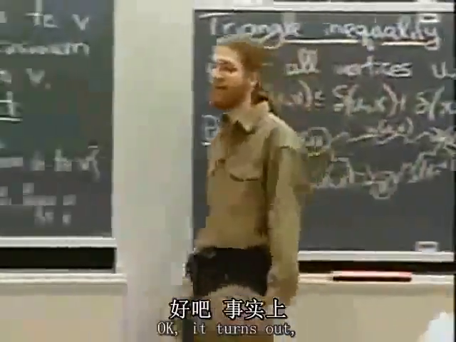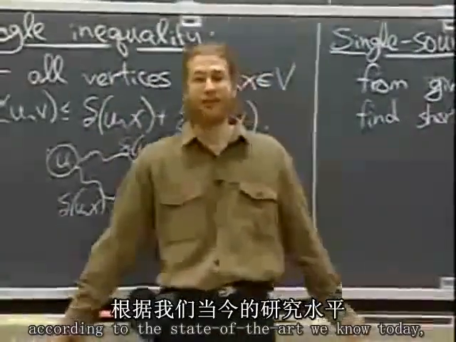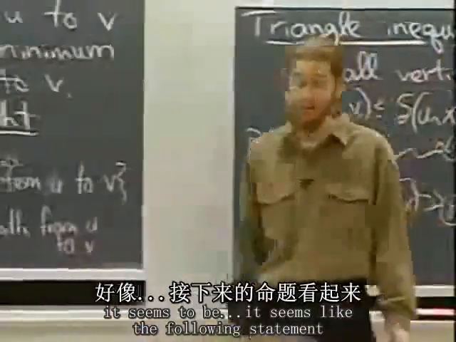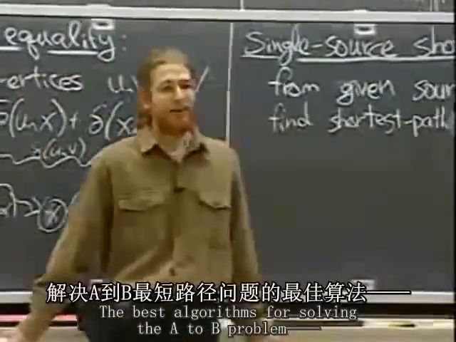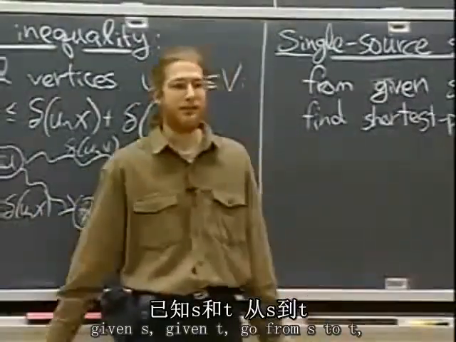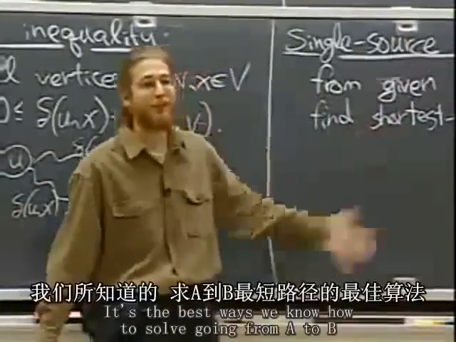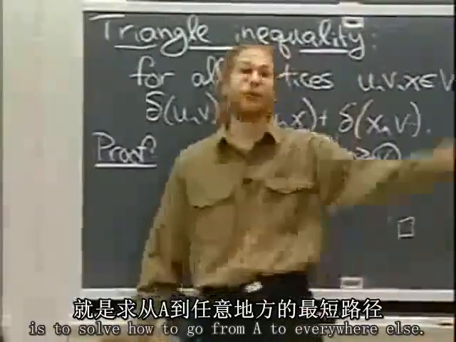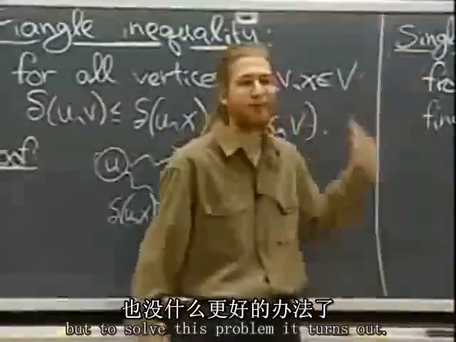It turns out this is one of the weird things about shortest paths. According to the state of the art we know today, the following statement seems like it will remain true for all time, but we don't know. The best algorithm for solving the A to B problem, given S, given T, go from S to T, is no easier than this problem. So the best way we know how to solve going from A to B is to solve how to go from A to everywhere else. So we can't help ourselves but to solve this problem, it turns out.